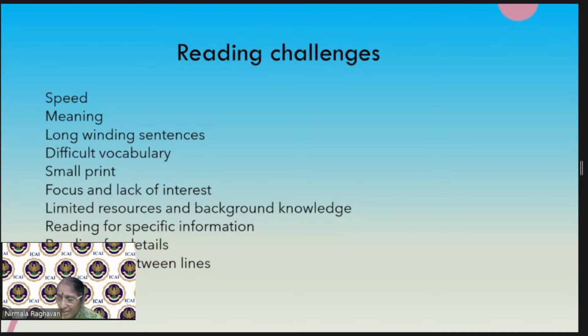If it's small print, yes, it's pretty difficult. Focus and lack of interest. Not all passages are interesting because you don't have a choice in the question paper. You must be able to read and answer well. If you have limited resources and background knowledge, then reading becomes difficult. So what should you do? Read every day. Read something that you like, something that you are interested in. Maybe magazines, maybe newspapers, maybe your textbooks, right? So that you are able to understand.